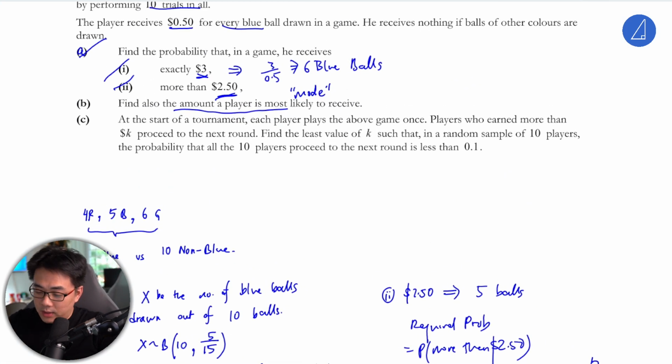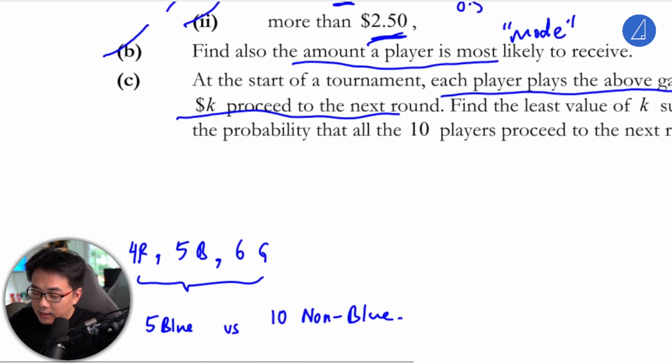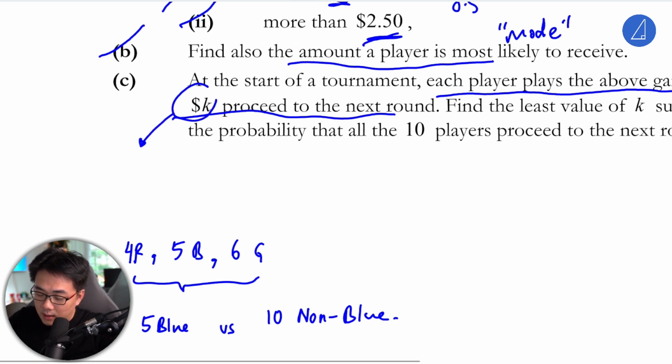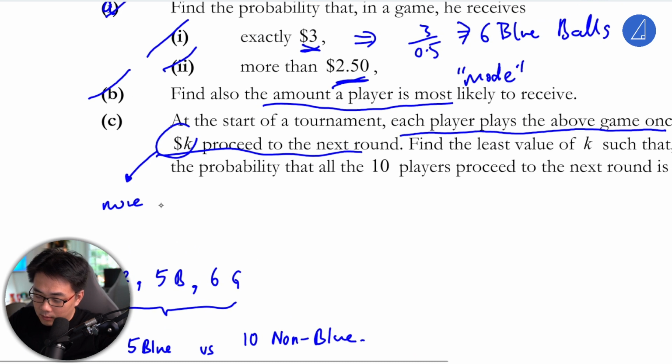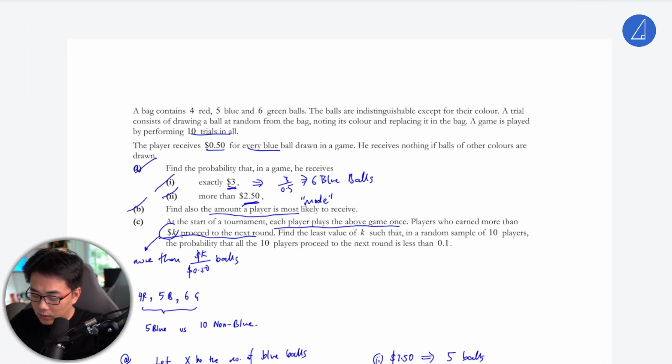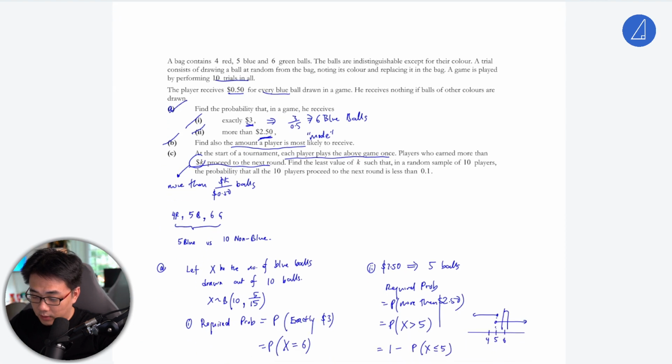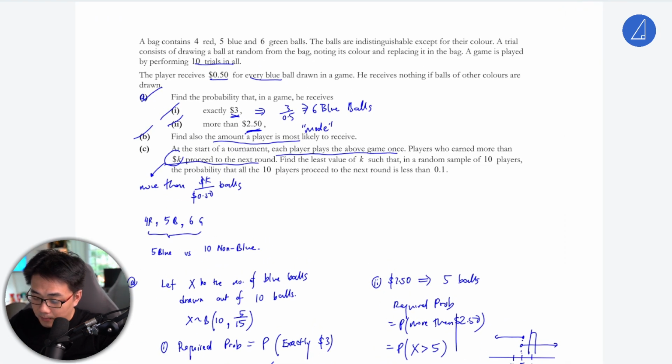Part C is an interesting one. So at the start of a tournament, each player plays the above game once. A player who earns more than K proceeds to the next round. I think just see it as more than how many blue balls. So take K divided by 50 cents balls. Okay, it's easier to do it in terms of the number of balls, right? Because that's what we have been doing. Move to the next round.